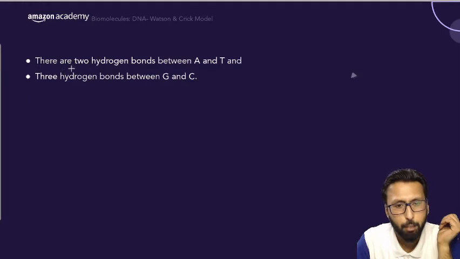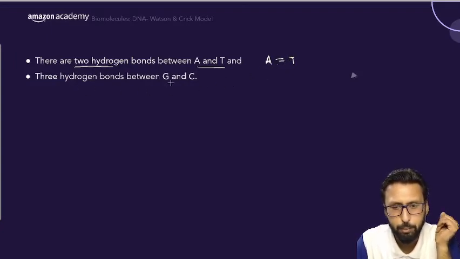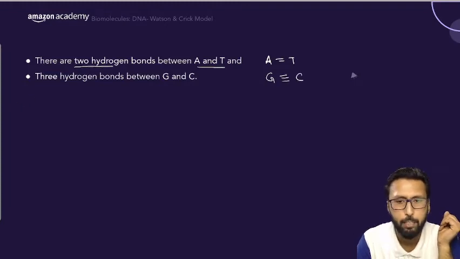Now there are two hydrogen bonds between A and T. This we have seen. That is adenine and thymine, and then we have three hydrogen bonds between G and C. G and C, we have the three hydrogen bonds. So this is a rule.